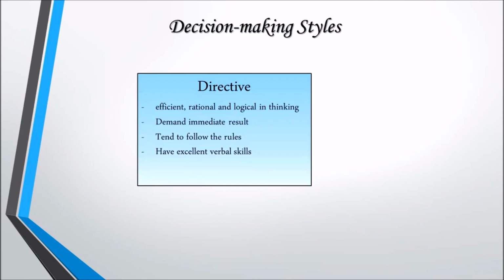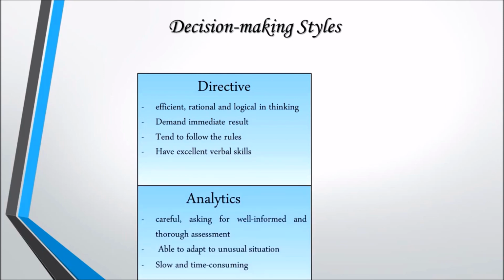First, directive. This style shows an efficient, rational, and logical way of thinking. This type of people tends to follow the rules and have excellent verbal communication. They demand immediate results and have short-term orientation. Secondly, analytic. Analytics represent careful people, who always want to perform well and make thorough assessments. They are able to adapt to an unusual situation, but sometimes are a little bit slow and time-consuming.